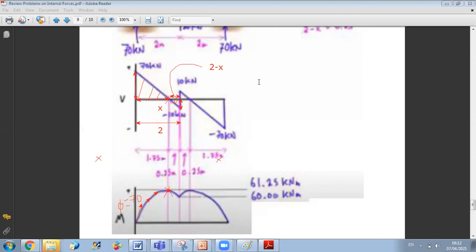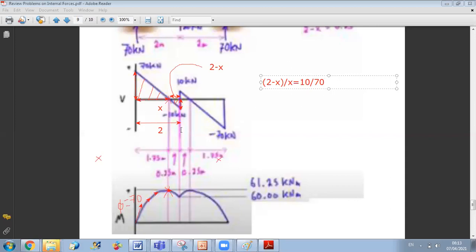So you can write now that 2 minus x over x is equal to 10 over 70, so 1 over 7. And then you calculate the value of x. Once you get the value of x, we will get 1.75 meters. Doctor, it's 1 over 70. No, it's 10 over 70, which means 1 over 7. Okay, yes, doctor. I did the simplification.